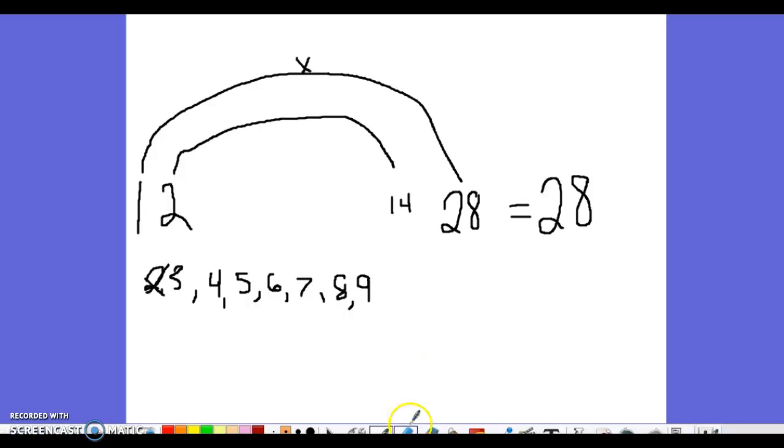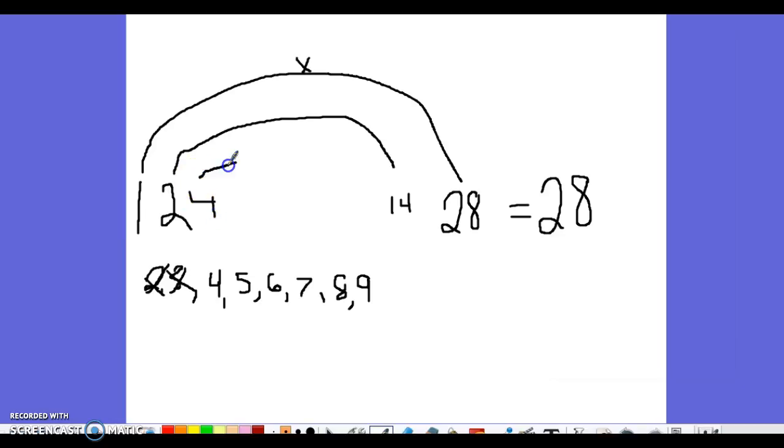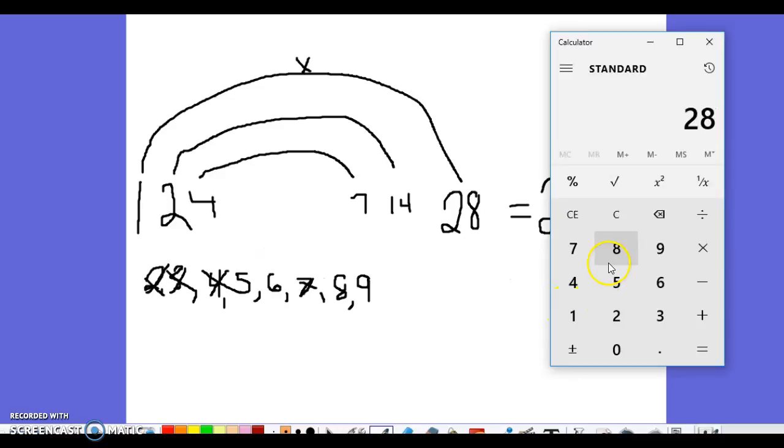Now let's try 3. Take your product pot of gold, divide it by 3. That one doesn't work because I get a decimal or a remainder. The next number I try is 4. 28 divided by 4. In this case, it works because 4 times 7 would get me 28. I can cross out 4 and 7. I still want to try 5 and 6. So 28 divided by 5 does not work. 28 divided by 6 does not work.